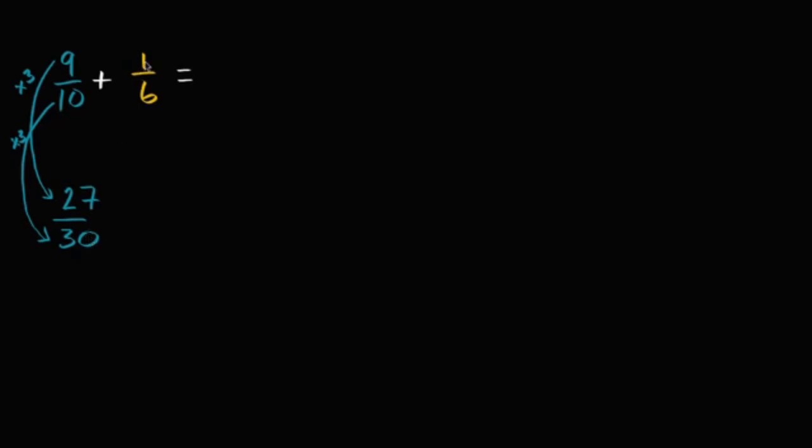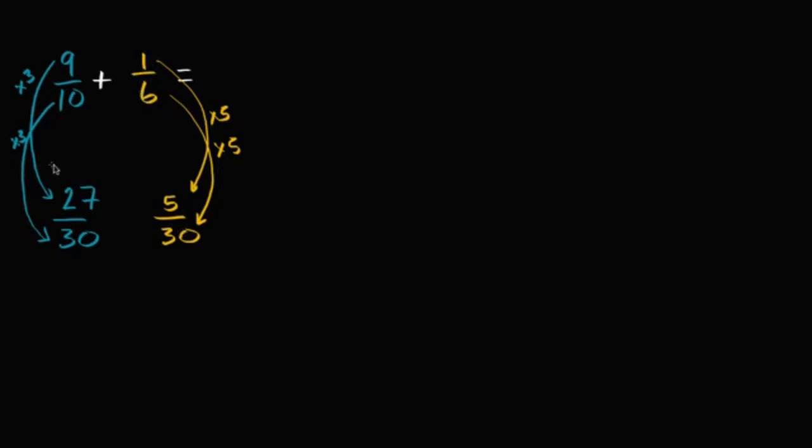And that's useful because I can also write 1/6 with the denominator of 30. Let's do that. So 1/6 is what over 30? And I encourage you to pause the video and try to think about it. So what did we do to go from 6 to 30? We had to multiply by 5. So if we multiply the denominator by 5, we have to multiply the numerator by 5 as well. So 1 times 5 is 5. So 9/10 is the same thing as 27/30, and 1/6 is the same thing as 5/30.